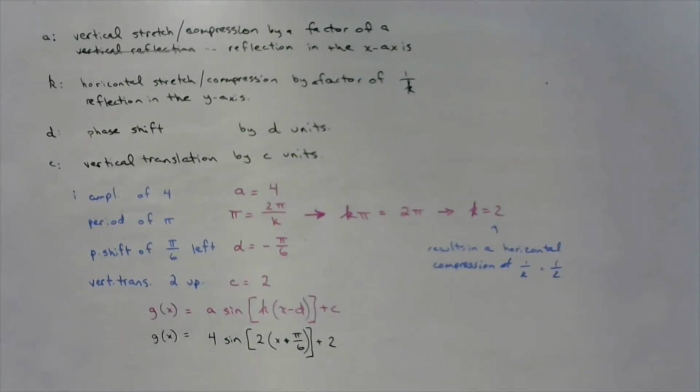Next part says graph it over at least 2 cycles. There's a couple of different ways to do this. One of the easiest ways is to kind of do it in chunks. So you're going to start by sketching a cosine curve. And some things that you already know about it is that it has an amplitude of 4.